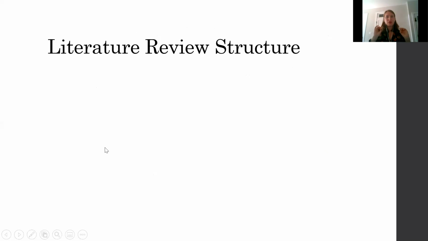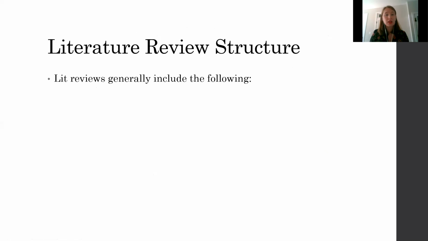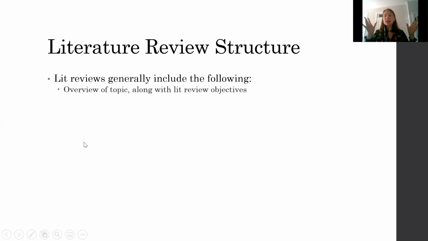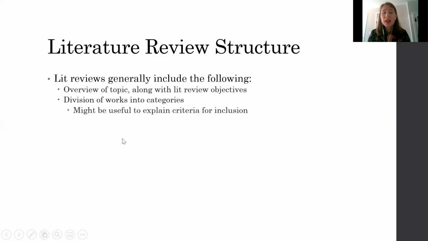So the structure of your literature review. A literature review generally includes the following things, okay? So at the beginning of your literature review, or if this is a capstone, this might actually just go into your introduction or background section, you might give an overview of the topic, okay? And you might talk about the objectives of your literature review. So within that, you might talk about the type of categories that you used when organizing your sources. Or you might also explain why you're including some sources and not others.